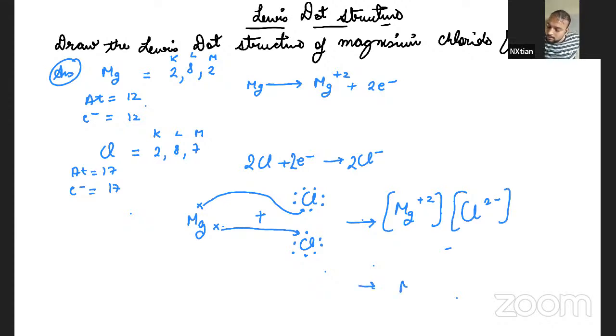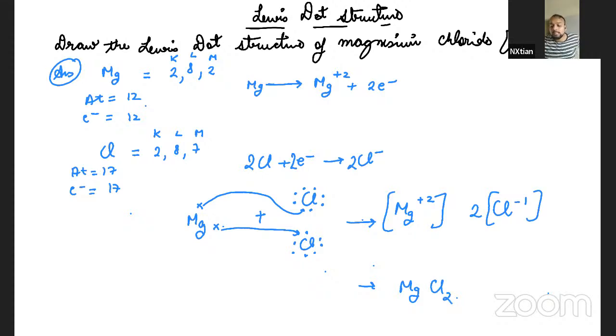Making compound Mg+2 and 2 chlorine minus, making compound MgCl2. Now this is called the Lewis dot structure. Okay, this is called the Lewis dot structure. When they ask you to form the Lewis dot structure, you have to draw it like this. Understood, guys? Yes or no?